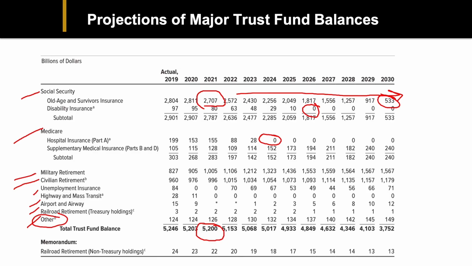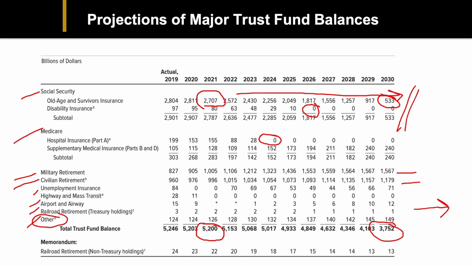The other trust funds are not going down so quickly. Military retirement, civilian retirement, that's holding up. But it's the big ones that are creating a problem. And you'll see that overall, the trust fund balance is going to be down significantly in 10 years. And if we expand this and go out further in the future, those numbers are only going down.